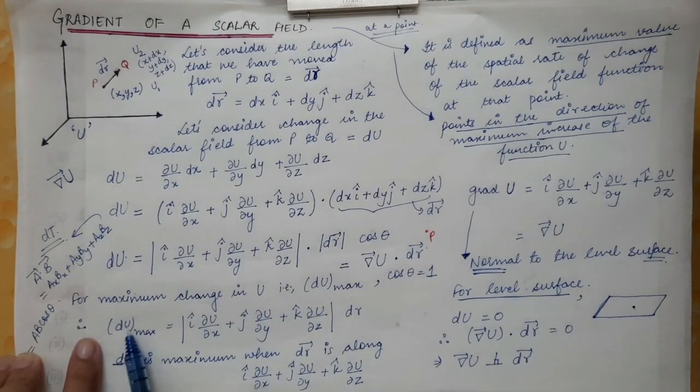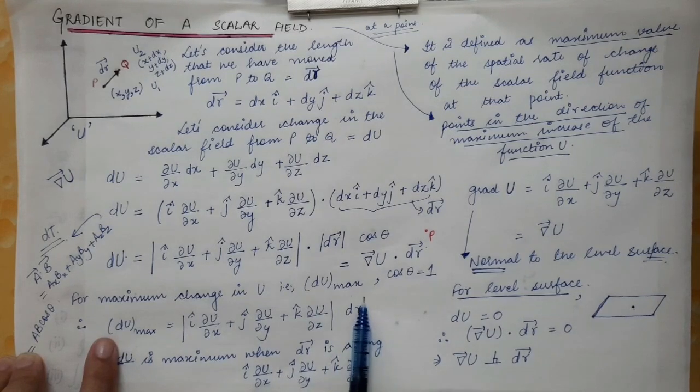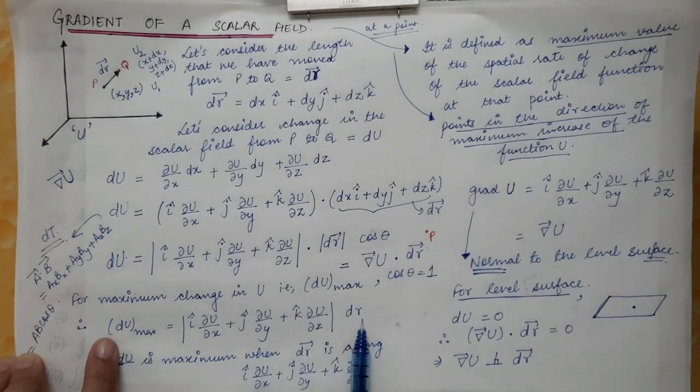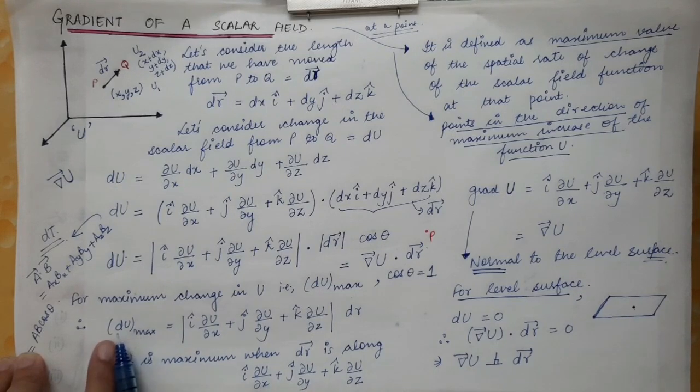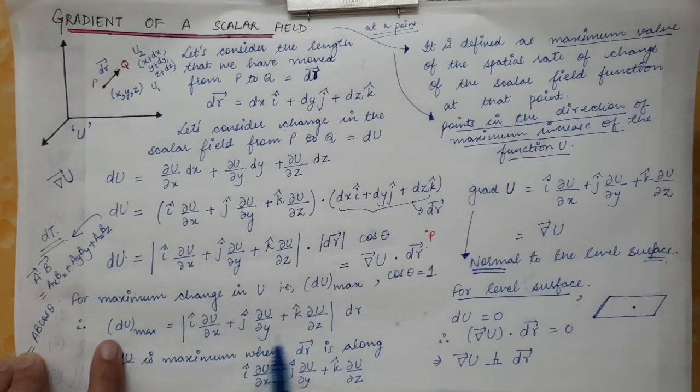So this is the spatial rate of change of the scalar field. So du by dr is the spatial rate of change; spatial means the space coordinates are changing. So du by dr will be the spatial rate of change of the scalar function. Now we are talking about the maximum change. So the maximum value of du by dr will give us the magnitude of the gradient of a scalar function.